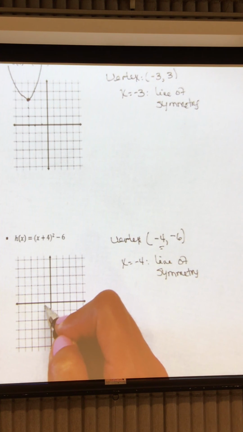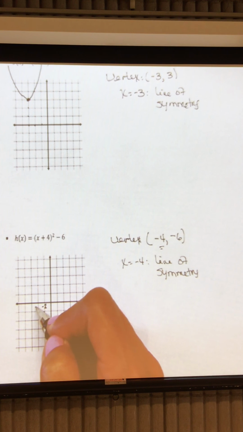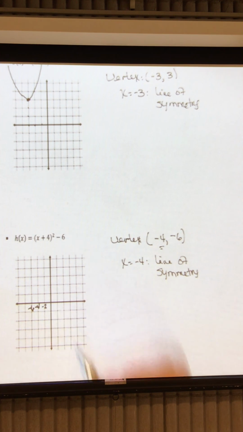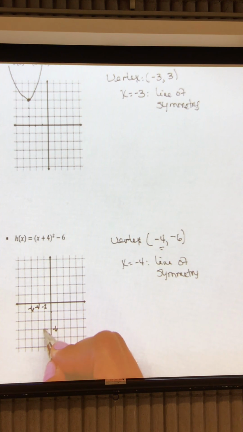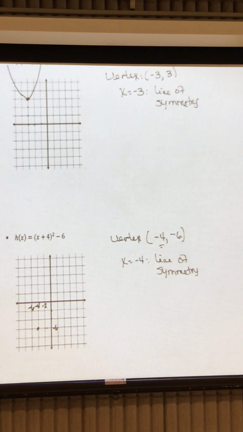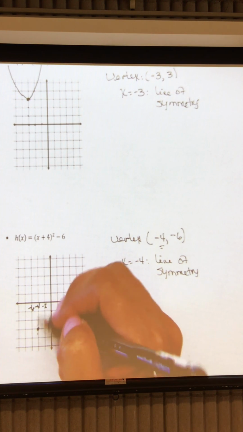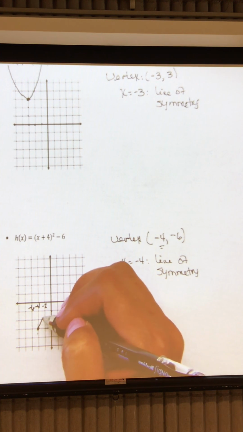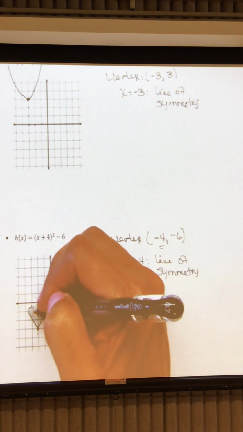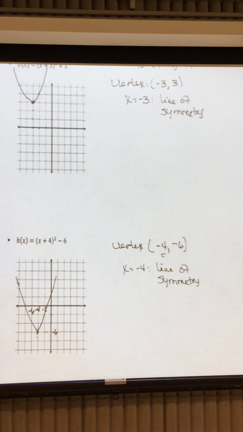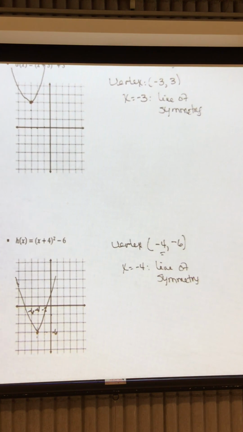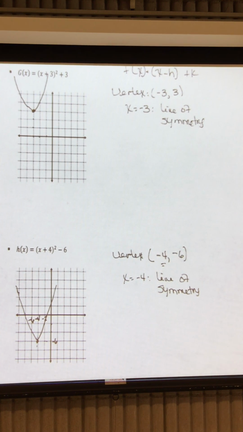So we can do increments of 2, negative 2, negative 4, negative 6. So negative 4, 2, 4, 6. So negative 4, negative 6 is right there. That is our vertex, and our line of symmetry is at negative 4. So our parabola looks like this. And that concludes Chapter 11, Sections 2 and 5.